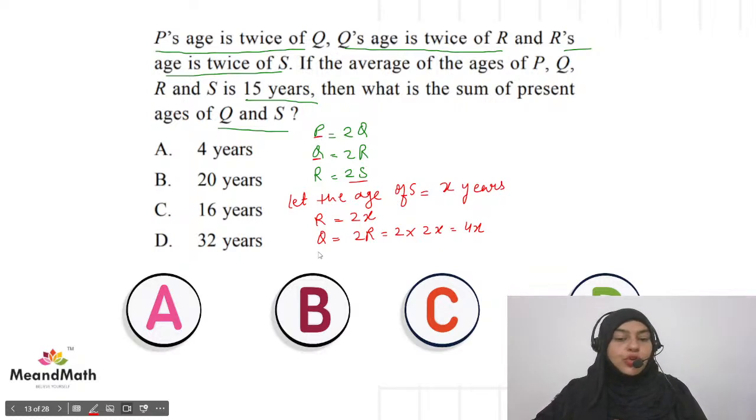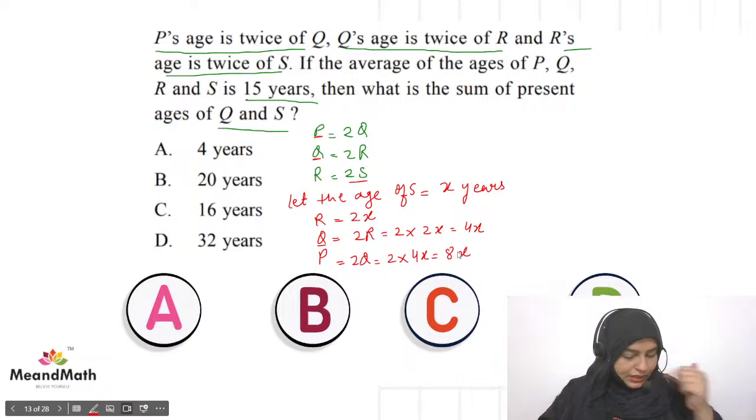P is 2Q. So 2 times, and what is Q? Q is 4X. 2 times 4X will be 8X. Right? Okay, so you were saying X, 2X, 4X, but it is X, 2X, 4X and 8X.